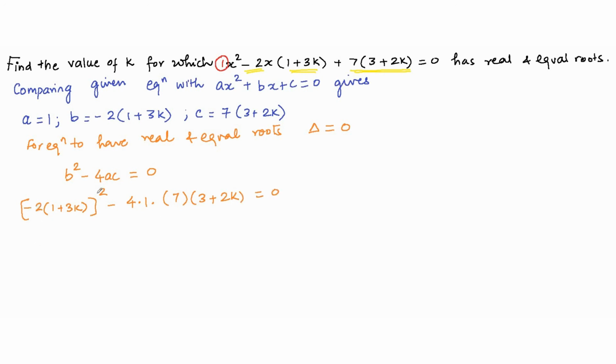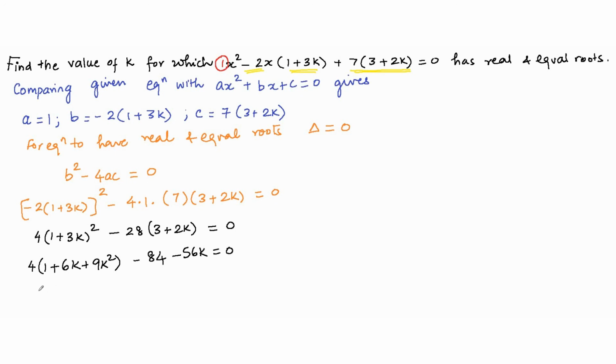Time to open up the brackets. Negative 2 the whole square is positive 4 into (1 plus 3k) the whole square minus 4 sevens are 28. 28 times (3 plus 2k) is therefore equal to 0. This is a plus b the whole square. That is going to be a square plus 2ab plus b square minus 28 3s are 84 and 28 2k's are minus 56k is equal to 0. So this becomes 4 plus 24k plus 36k square minus 84 minus 56k equal to 0.